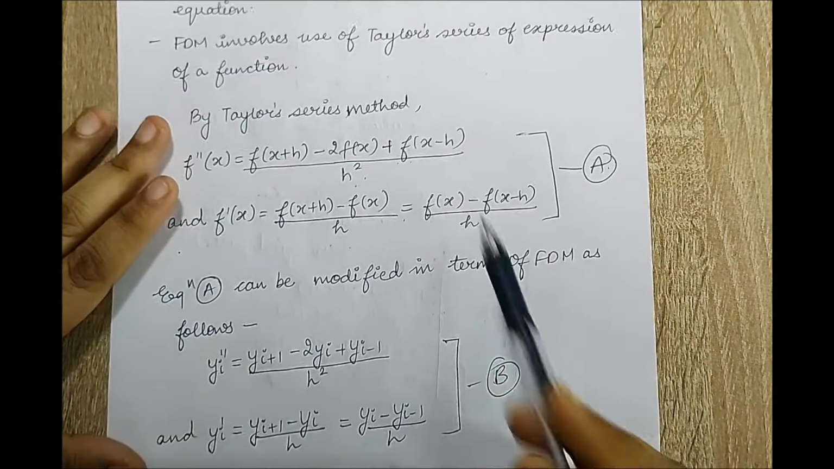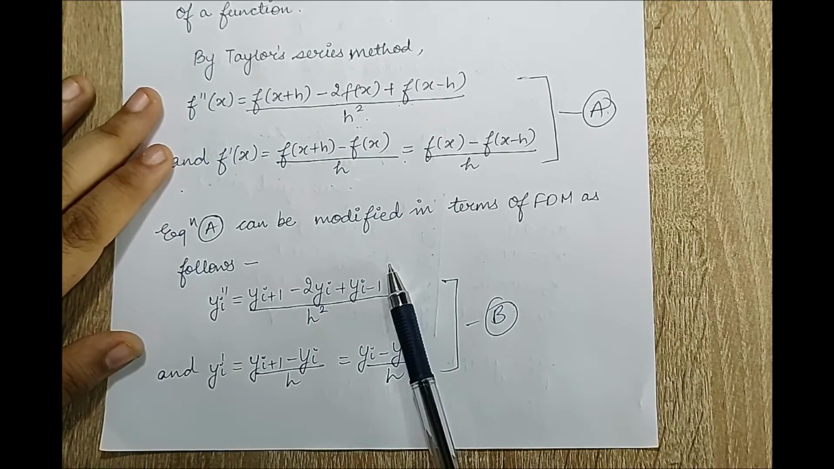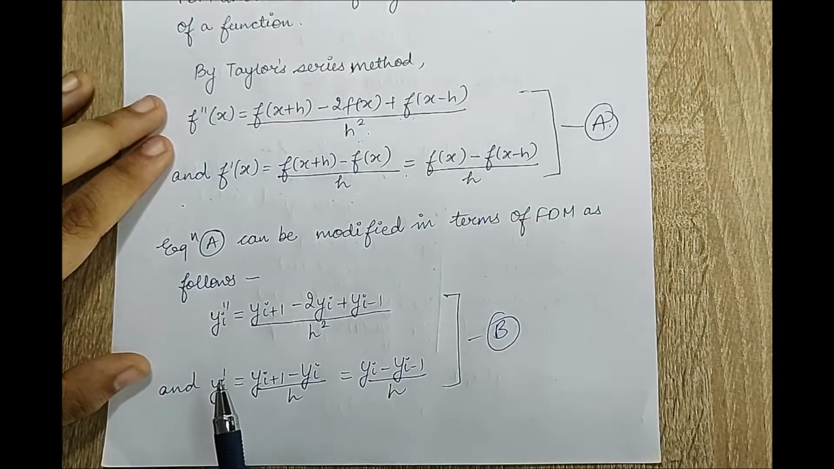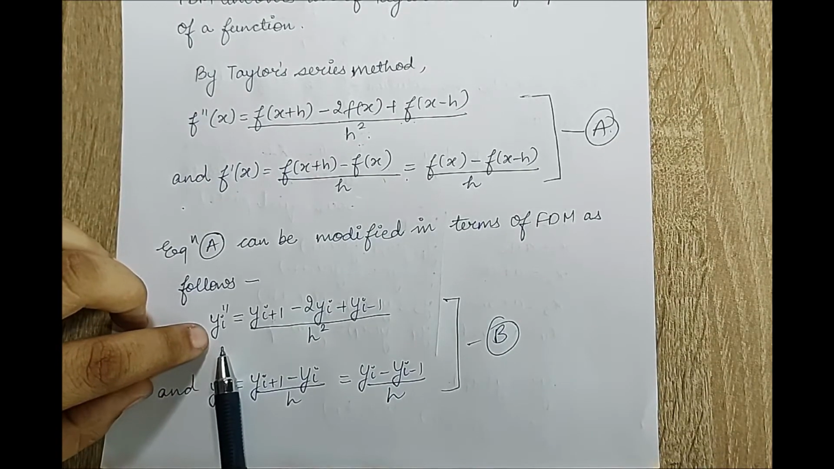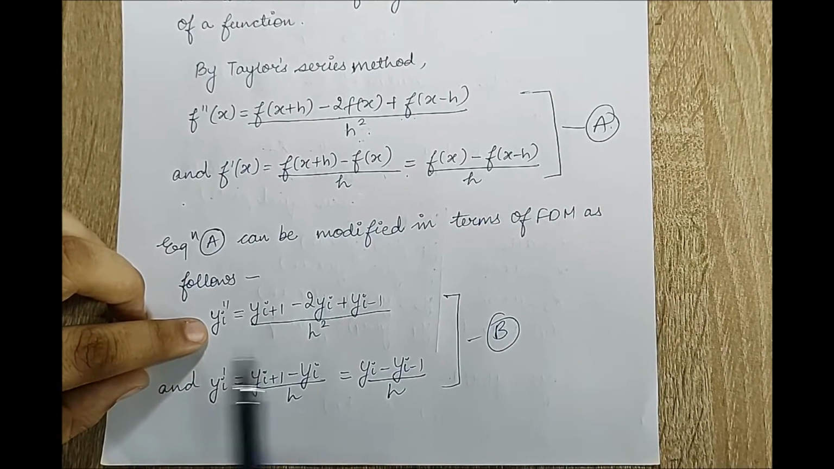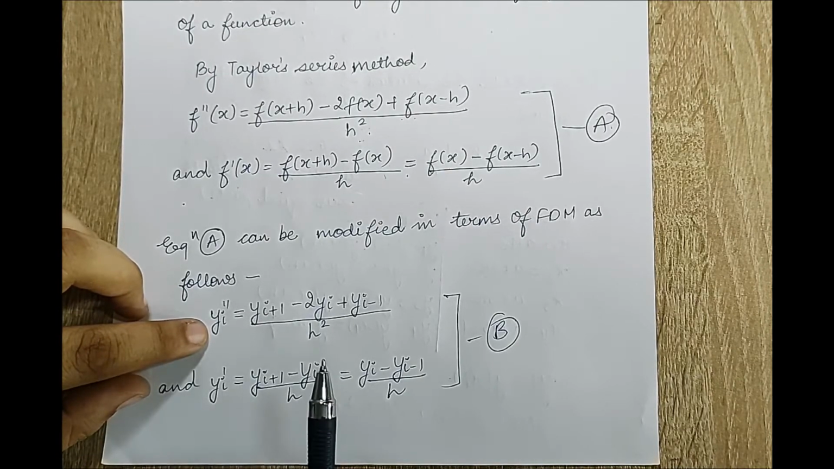When I modify these equations, I can write the equations for finite difference method, that is yi double dash. Here you can see it is f double dash x, it is written as yi double dash. Here i means the number of iterations that I am going to perform. Iterations means trial and error method, you must have seen. So I can have i is equal to 1, i is equal to 2, i is equal to 3. You will have a few iterations and you will be getting the solution.